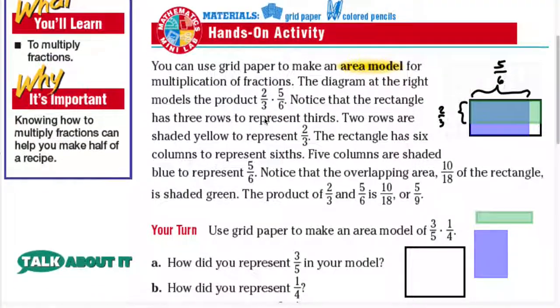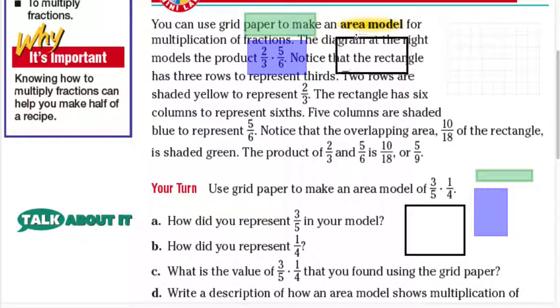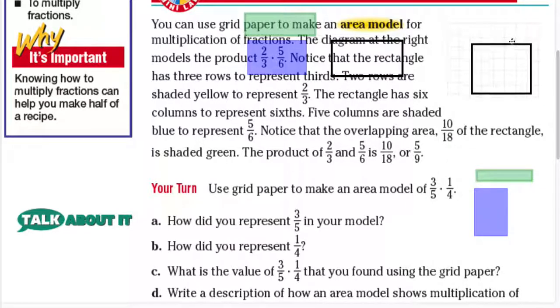Get your own grid paper, and let's do the same thing. Let's try this one. Use grid paper to make an area model of 3/5 times 1/4. That means you need to create a rectangle and divide it into fifths and fourths. Luckily for you, I did it. So 1, 2, 3, 4, and 1, 2, 3, 4, 5. Why? Because the denominators are 5 and 4, so I divided my rectangle into fifths and into fourths.